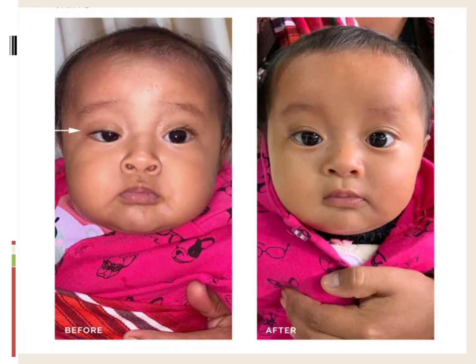This is just a picture that is trying to show the droopy eyelid in a baby who had ptosis before, and thereafter she had undergone an operation, then it was corrected.